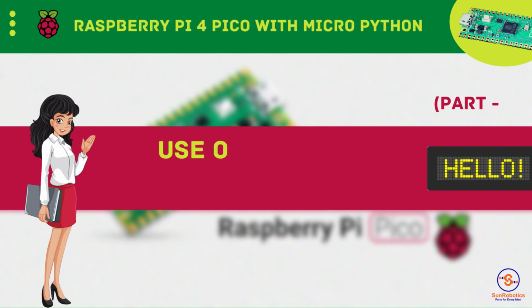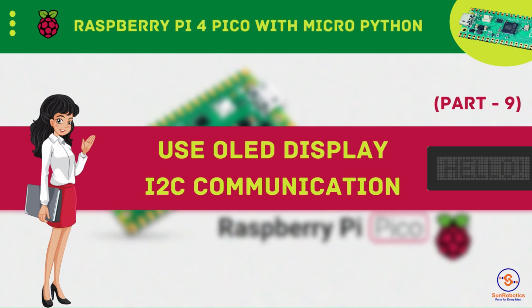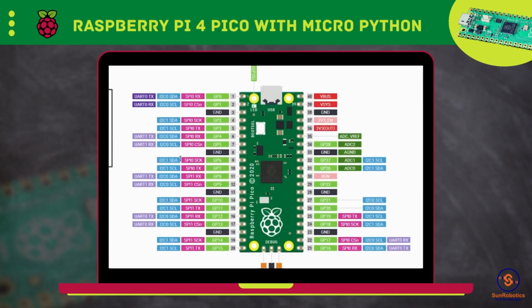In this video we will be discussing the I2C protocol. Raspberry Pi Pico comes with two I2C channels. One channel is I2C 0, another channel is I2C 1. You can find I2C 0 and I2C 1 marked on different GPIOs. I2C 0 is the default I2C pins.